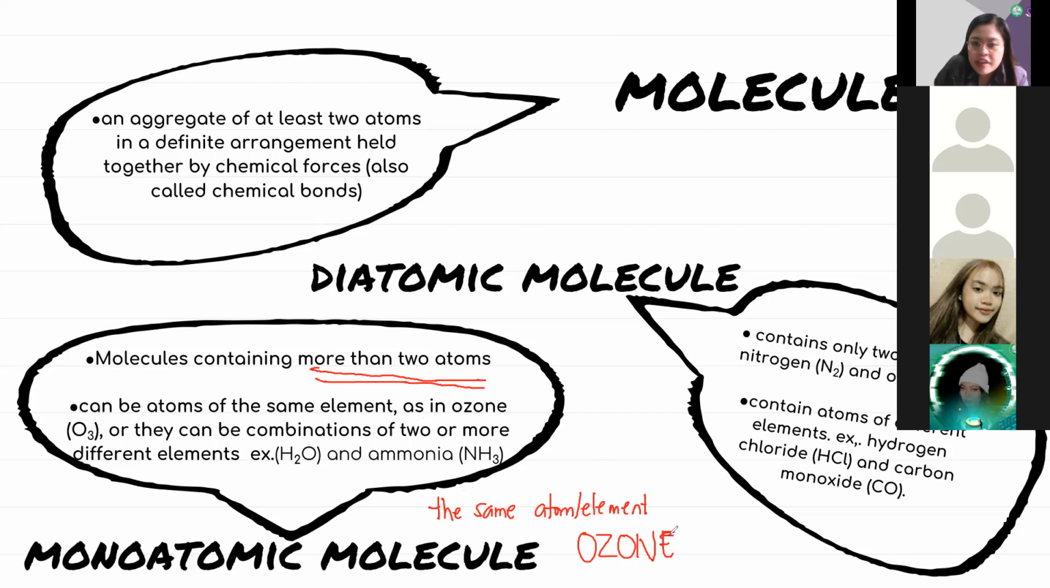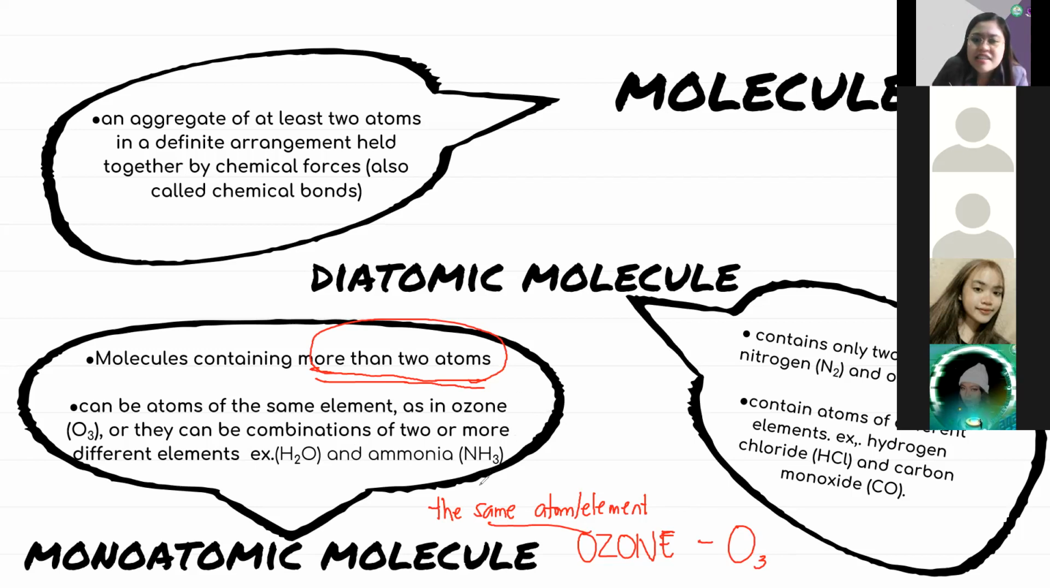Monoatomic molecule yan siya kasi ozone's chemical formula is O3. So the same element siya, oxygen lang talaga, pero tatlong atom ng oxygen. Kaya under siya sa monoatomic molecules. So again ha, pag more than two atoms na ang nag-combine, monoatomic molecule na yan siya.